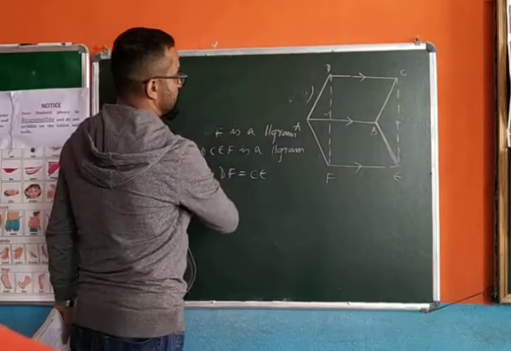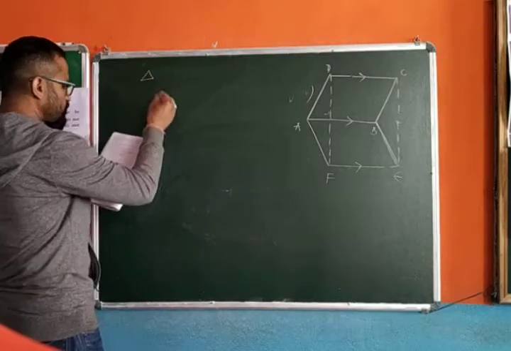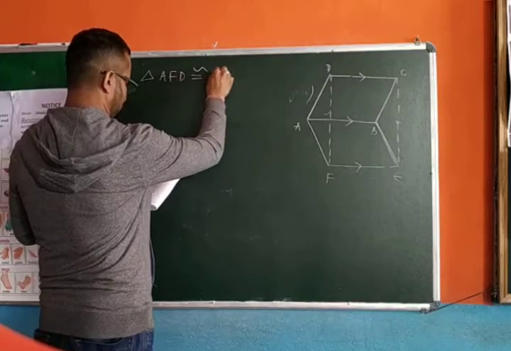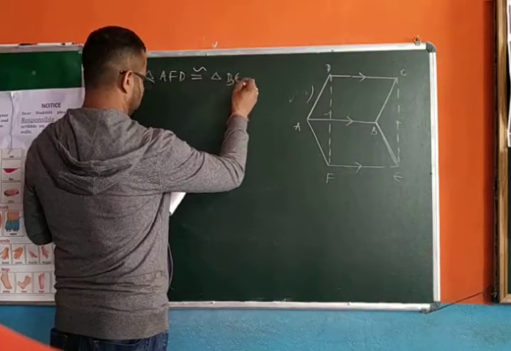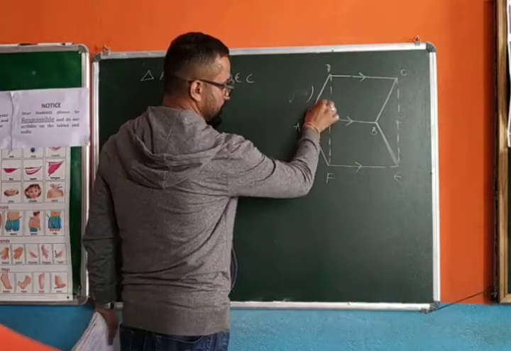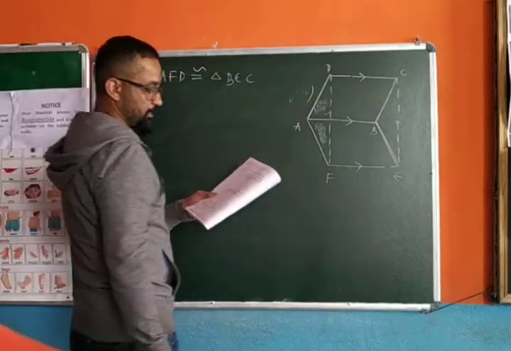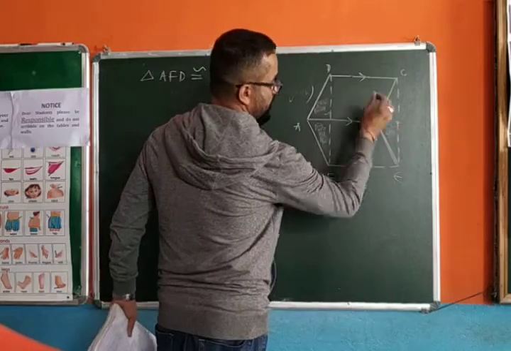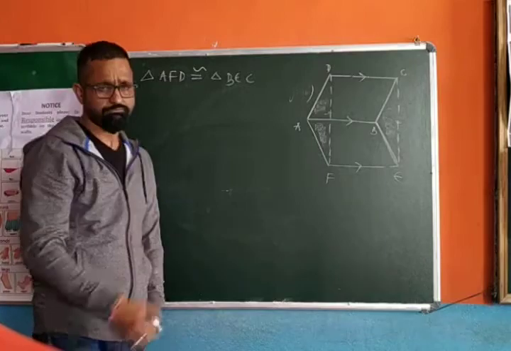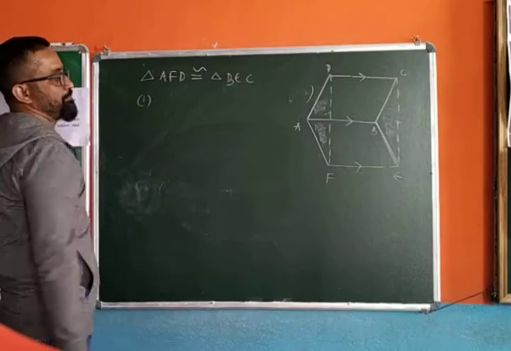The third part of the question says, prove that triangle AFD is congruent to triangle BEC. These two triangles, AFD and BEC, you have to prove that they are congruent. Look at the first one.